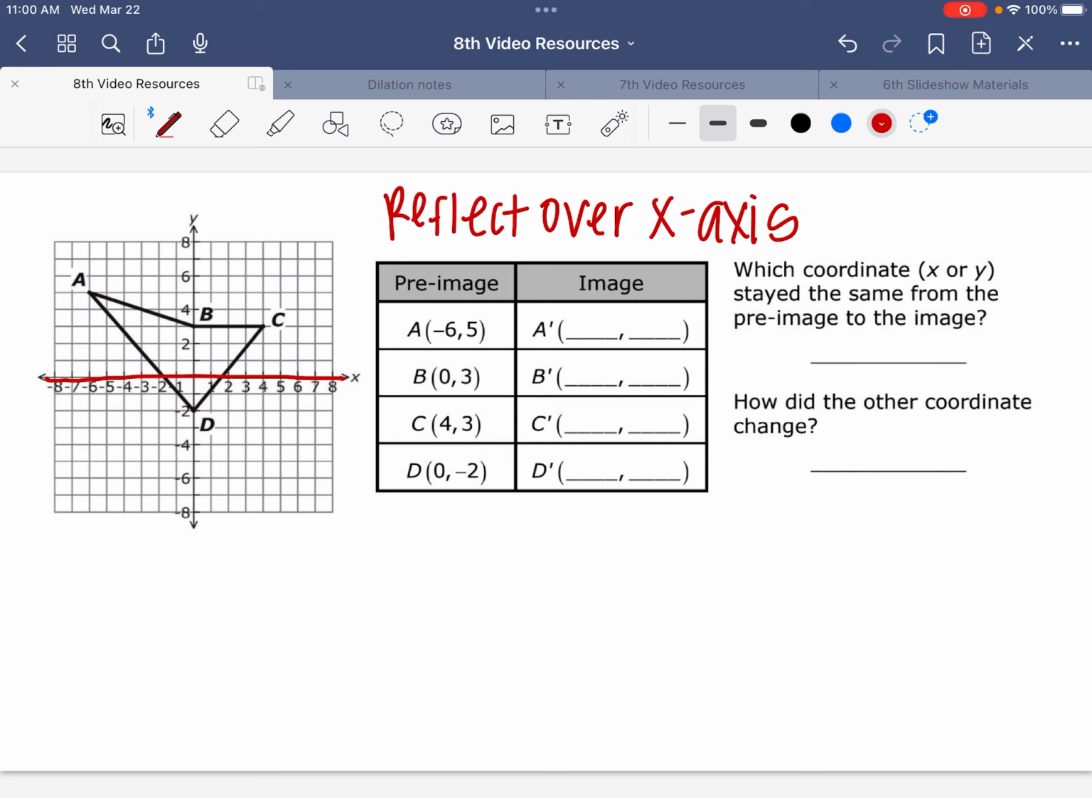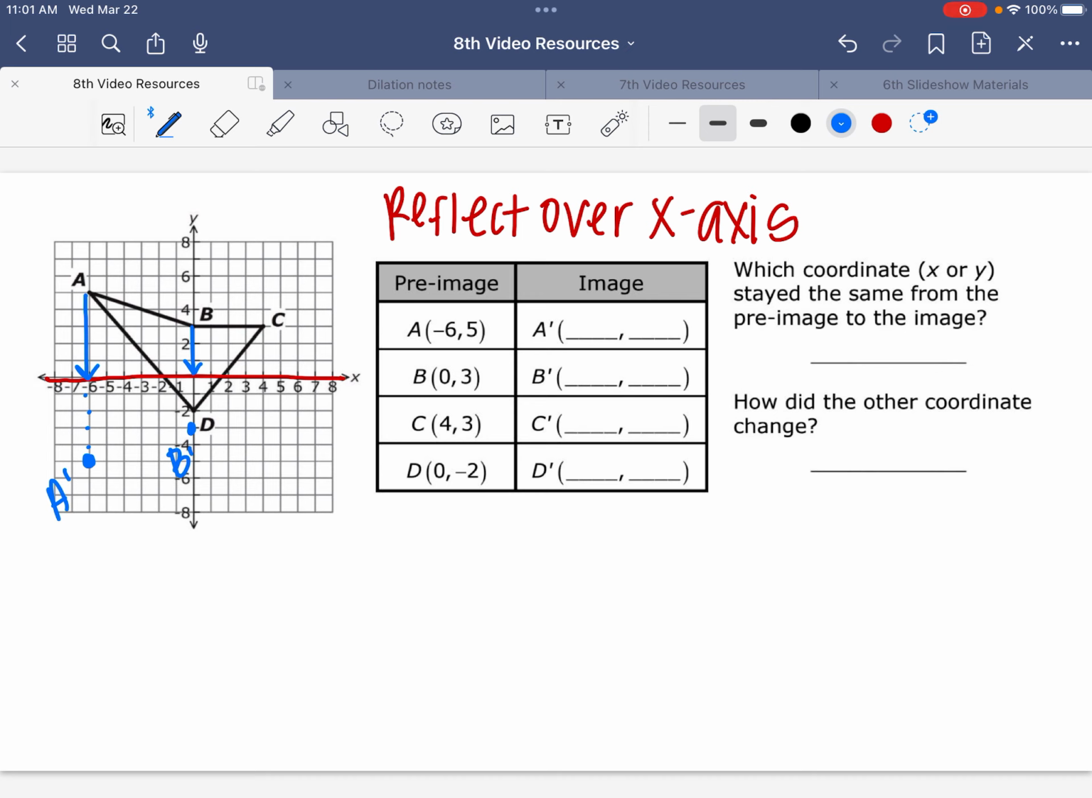So I know if I'm reflecting something, it kind of means I'm flipping it over my line of reflection. So I see right now that A is 5 away from the x-axis, so then I'm going to count 5 on the other side. 1, 2, 3, 4, 5. And there is A'. I'm going to do the same with point B. Point B is 3 away from the x-axis, so I will go 3 on the other side to find B'.